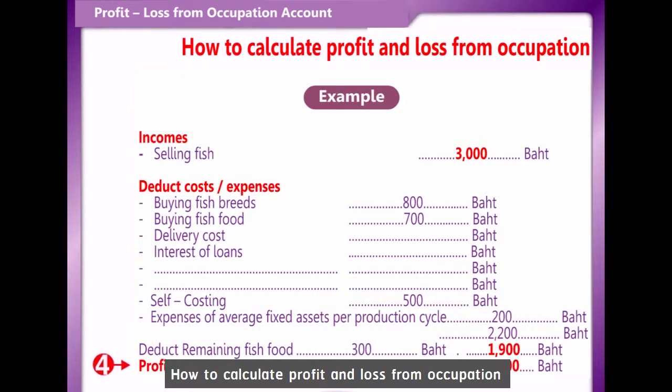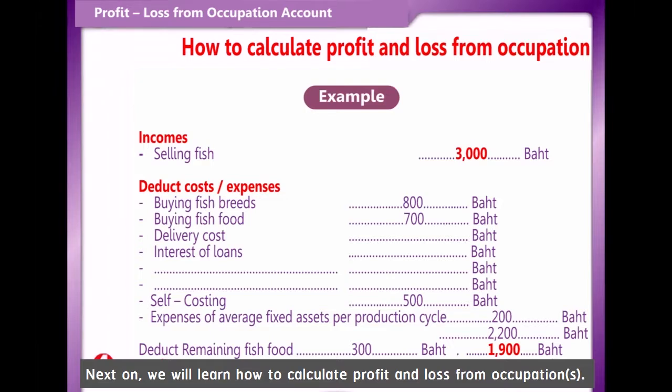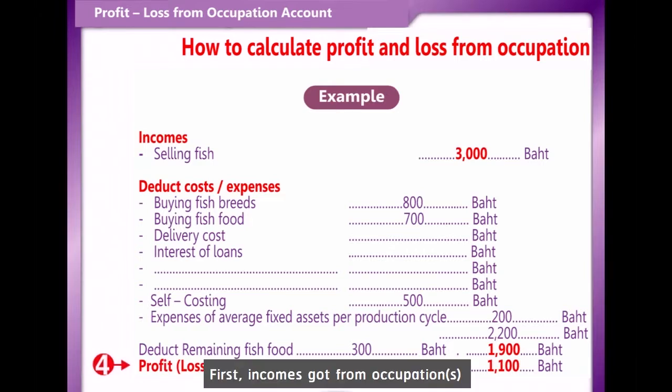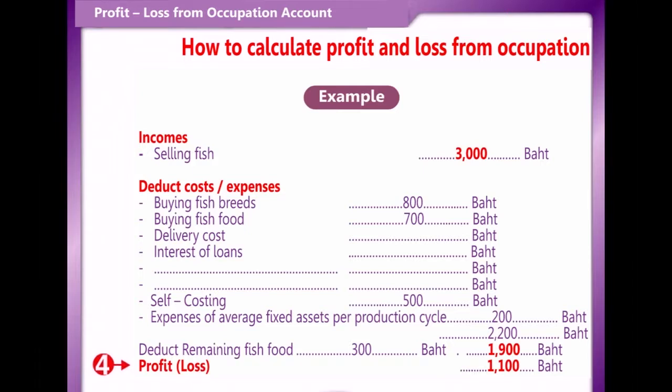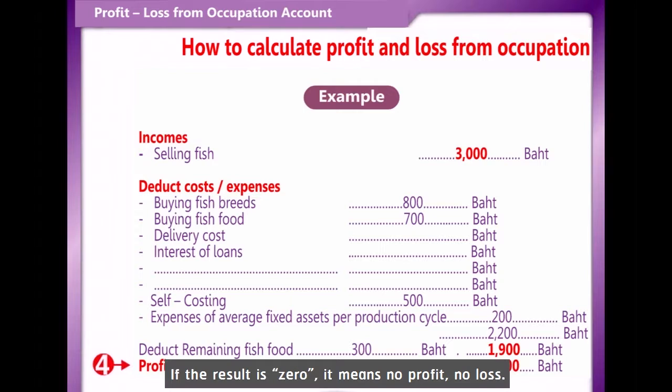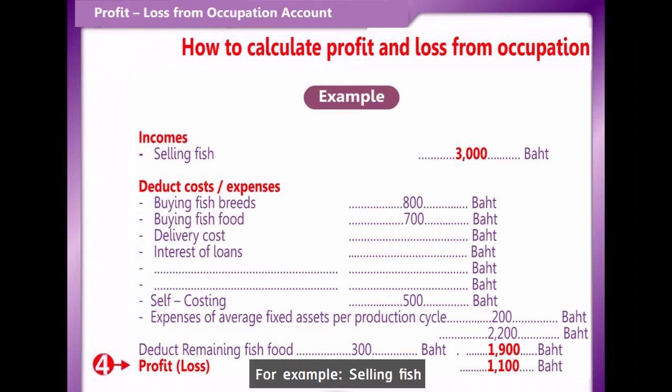How to calculate profit and loss from occupation. Next, we will learn how to calculate profit and loss from occupations. First, the expense for occupations will be deducted from the incomes got from occupations. If the result is plus, it means profit. If the result is zero, it means no profit, no loss. If the result is minus, it means loss. For example, selling fish 3,000 baht minus the expense 1,900 baht. Then the result is profit 1,100 baht.